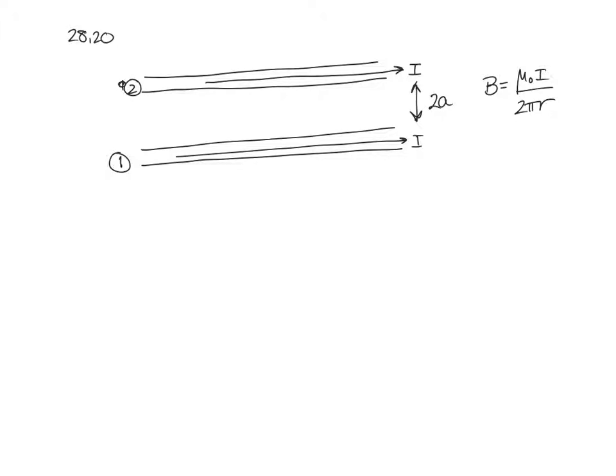I'm going to put my thumb in the direction of current one, the bottom one. Above the wire, my fingers are curling out of the page. So this is B1. B1 is out of the page up here. If I go below the wire, B1 is going to be into the page. Now I'm going to do the same thing for the top current. We're going to call that B2. Again, I'm going to point my thumb in the direction of the current. Above the wire, my fingers are pointing out at me. So the magnetic field comes out of the page above that current, but below it, it's going to go into the page. And that counts for both these regions.